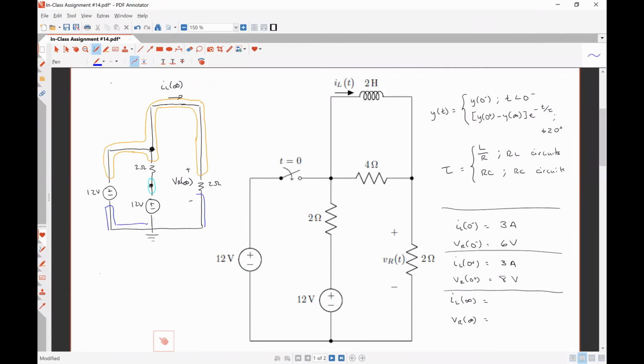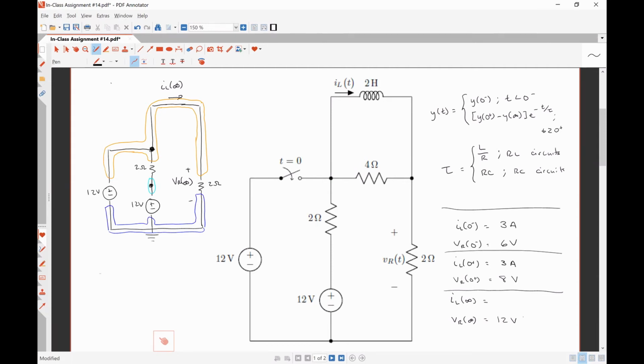So is VR just 12 volts? That is exactly what I'm getting at, yes. The potential difference between the orange node and the blue node is 12 volts, which is the exact same thing as the voltage drop over that 2 ohm resistor. So we can see effectively by inspection that VR should be 12 volts. Everybody okay with that? Yes, sir. So does that in any way, shape, or form help us determine our inductor current IL at infinity?